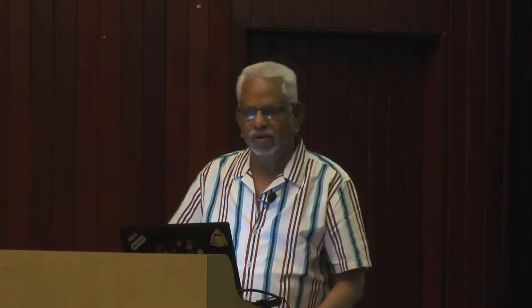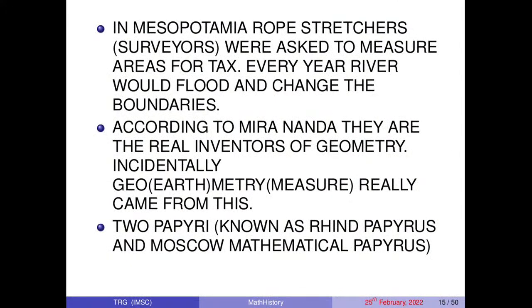Why is it Mesopotamia? It was interesting. The rope stretchers, that is surveyors, were asked to measure the areas for land tax. For land taxes, they were asked to do that by the pharaohs, kings, etc., who were there. And every year the river would come and flood, and the boundaries would be changed. So they had to do a remeasurement and find out what area belonged to whom and how much tax should be levied, etc.